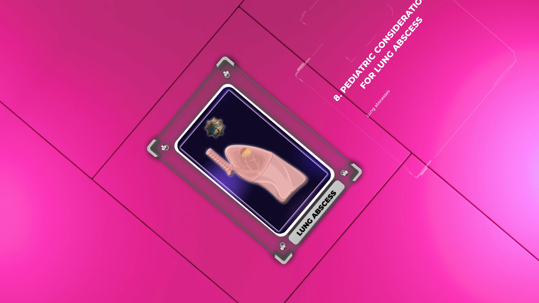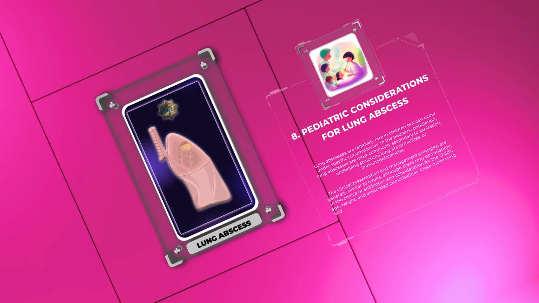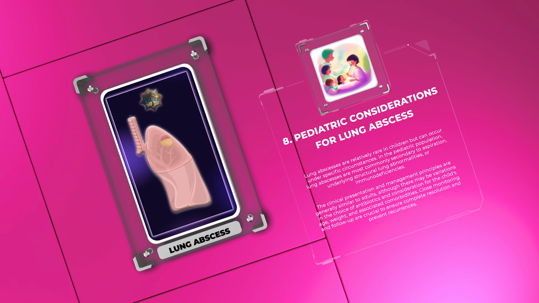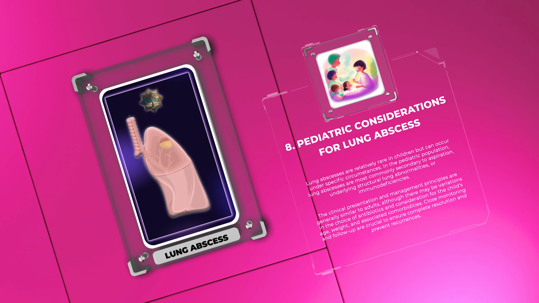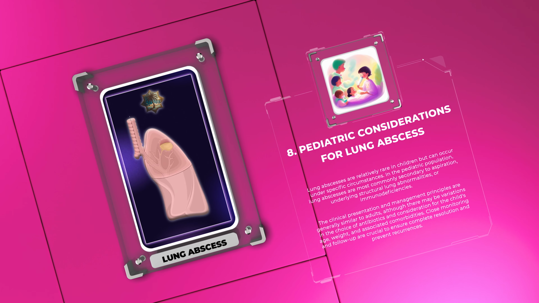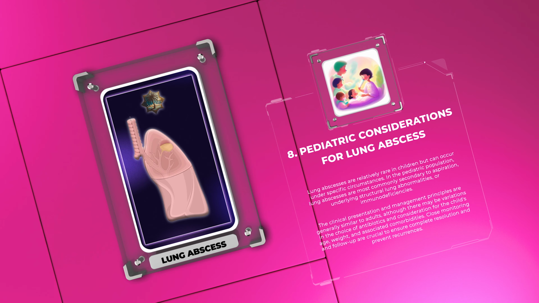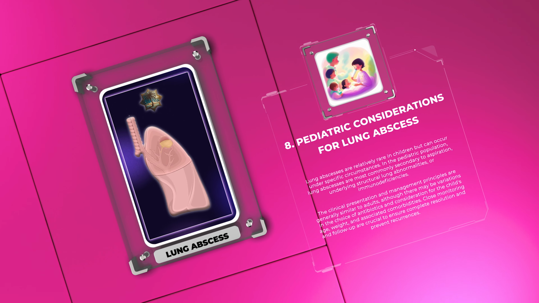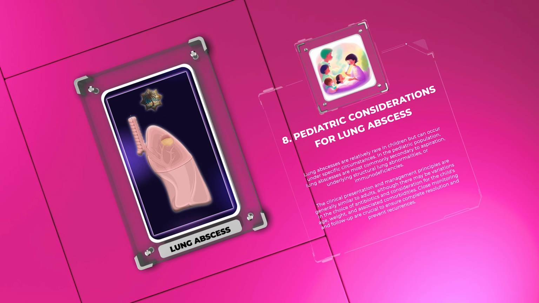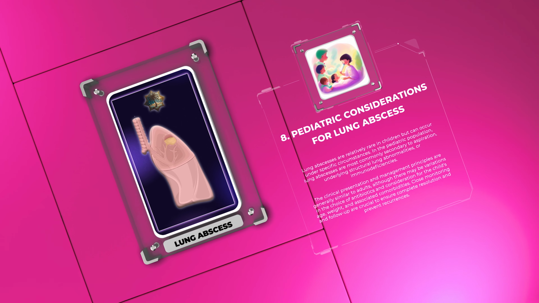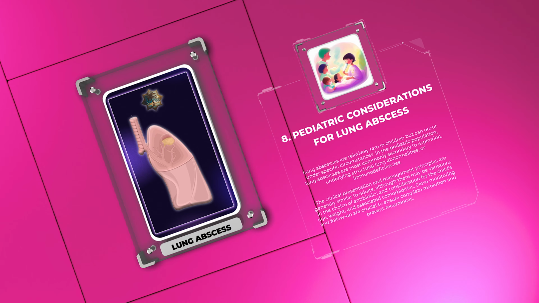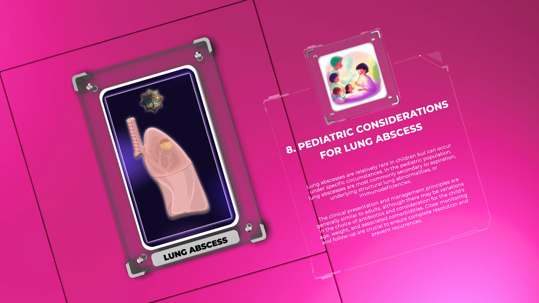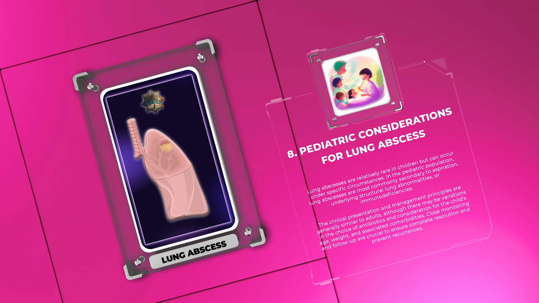Lung abscesses are relatively rare in children but can occur under specific circumstances. In the pediatric population, lung abscesses are most commonly secondary to aspiration, underlying structural lung abnormalities, or immunodeficiencies. The clinical presentation and management principles are generally similar to adults, although there may be variations in the choice of antibiotics and consideration for the child's age, weight, and associated comorbidities. Close monitoring and follow-up are crucial to ensure complete resolution and prevent recurrences.